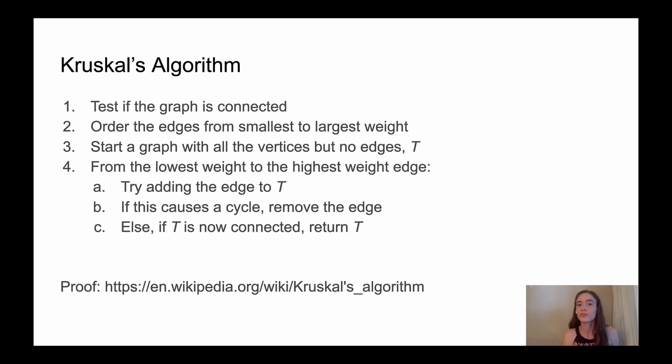Now let's go over the full Kruskal's algorithm again. We start by testing if the graph is connected. Then we order the edges from smallest to largest weight. Then we start with a new graph that has all the same vertices of the original but no edges, which we call T. And then we test each edge starting from the lowest weight up to the highest weight, where we try adding it to T. If it causes a cycle, we remove it, and otherwise we check if T is connected, and if it is, we stop the algorithm and we found the minimum spanning tree.